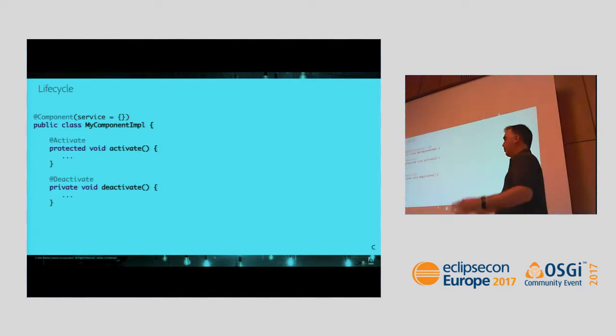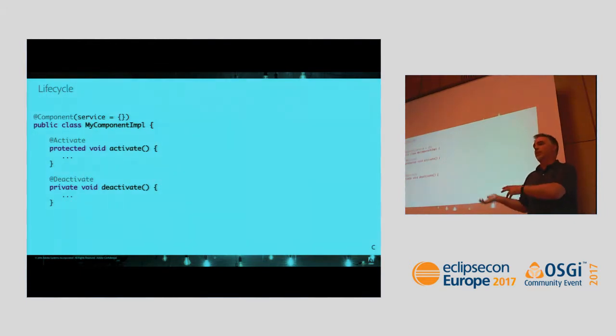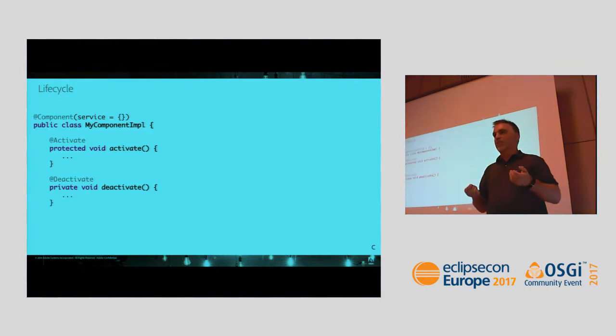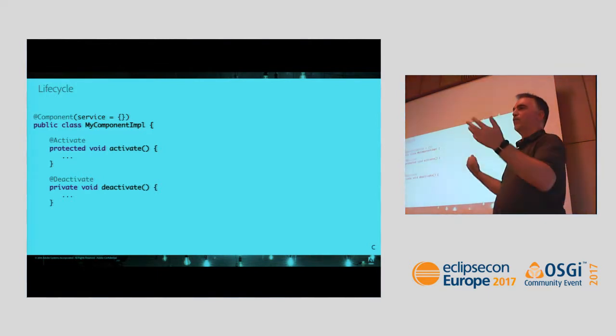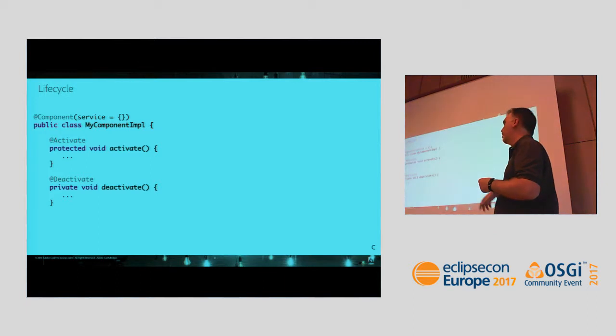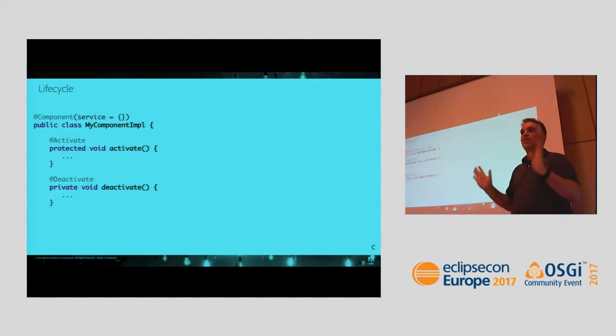More interesting is a component has a life cycle. It gets activated when your bundle gets deployed and started. It gets deactivated when your bundle gets stopped. And you can implement methods that are invoked exactly for activating that thing and deactivating that thing. Just stick the activate and deactivate annotation on that methods. That's all you have to do. And then the DS implementation at runtime creates the instance, calls the activate method. If your bundle will be uninstalled, it calls the deactivate method.